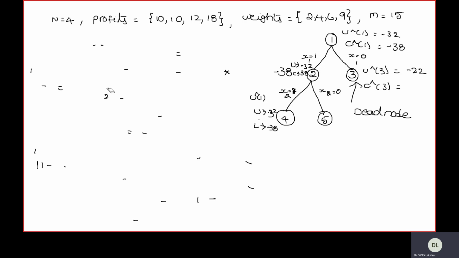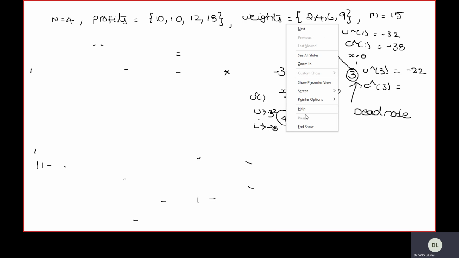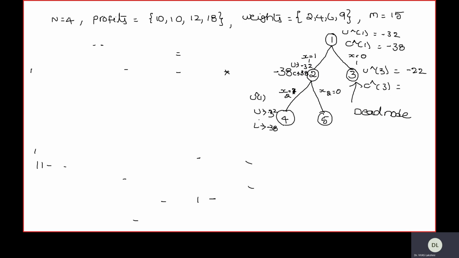Six and 7. So here two more children, that is 6 and 7, are going to be generated. After that we will check whether 5 is going to be expanded or not. For that purpose we are going to calculate the upper bound of 5.